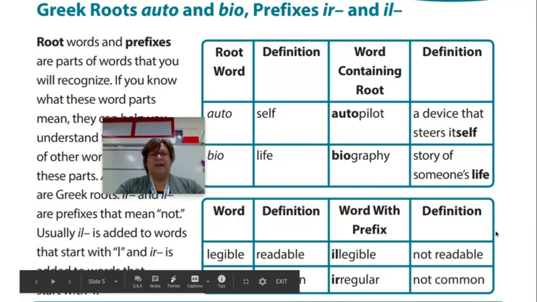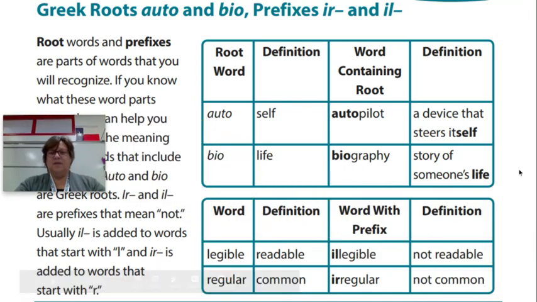Let's look at the bottom. Legible means readable. Sometimes we say, your writing is very legible. I can read it great. The word with the prefix IL, illegible, means not readable. And sometimes we say, your writing is illegible. I cannot read it. Make sure your writing is legible.